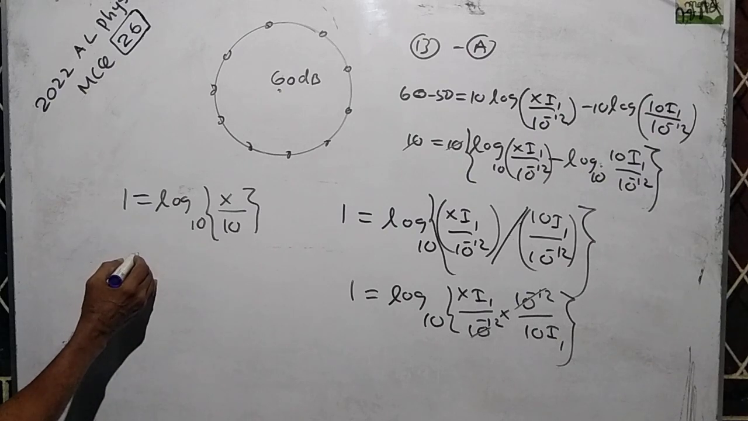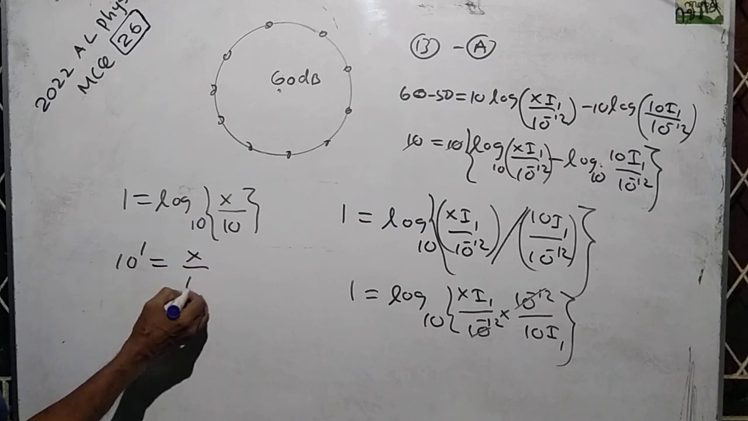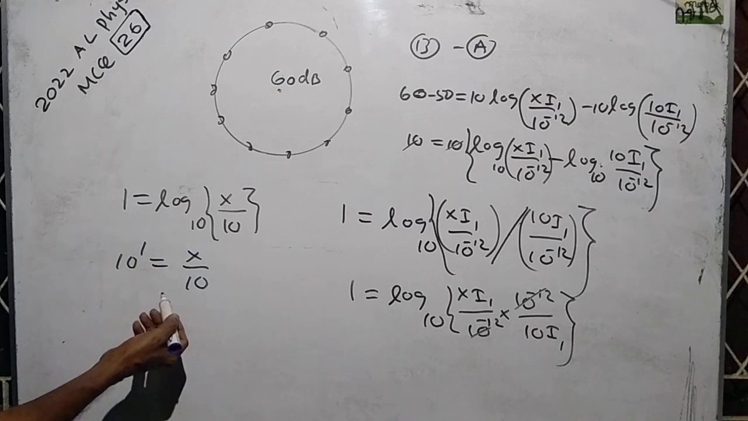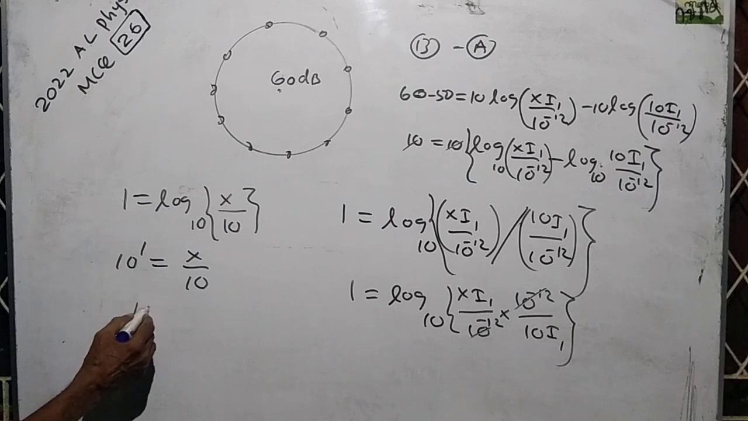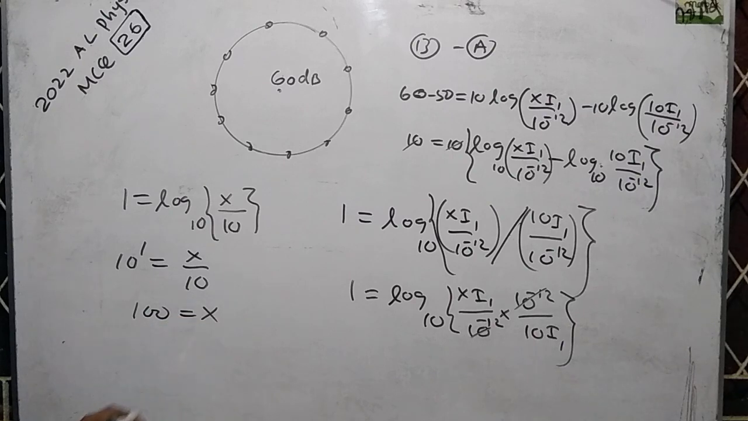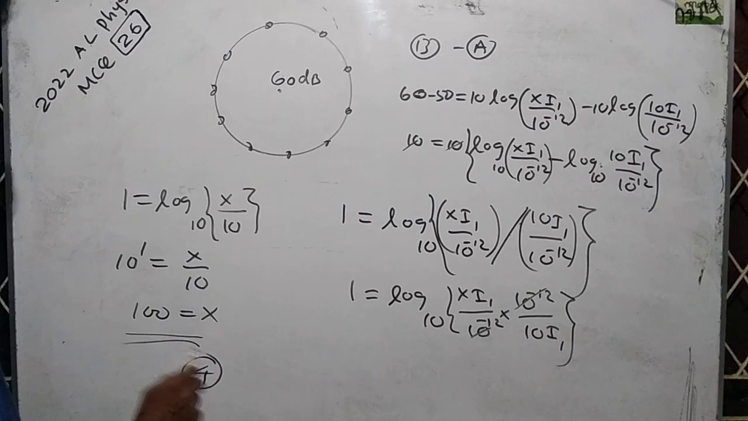Therefore 10 to the power 1 is equal to X over 10 according to the log rules. You should know log rules properly to solve this type of equation. Then 10 to the power 1 is 10, so 100 is equal to X. The number of instruments needed is 100. The answer is the fourth one.